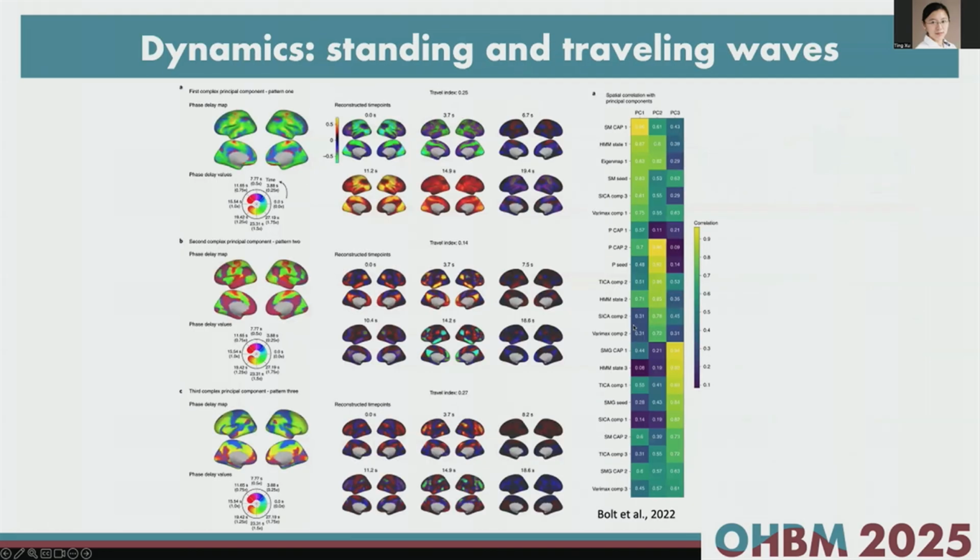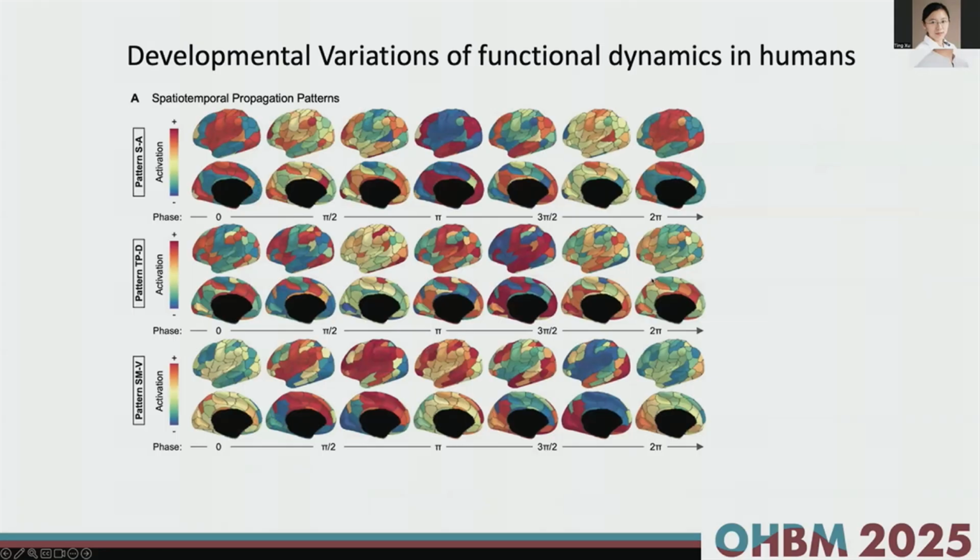A recent study using complex PCA methods to extract the recurrent spatial temporal patterns identified that those propagations are a mixture of standing and traveling waves. The dynamic patterns captured by this method are also representative, showing strong consistency with the results from a variety of other dynamic analysis techniques. So here we apply this complex PCA method to study the developmental change in brain dynamics from childhood to adolescence.